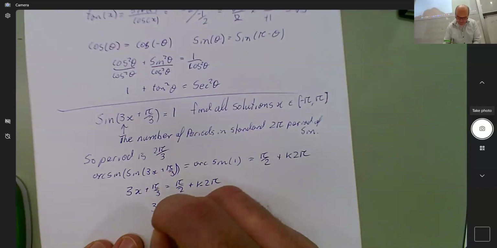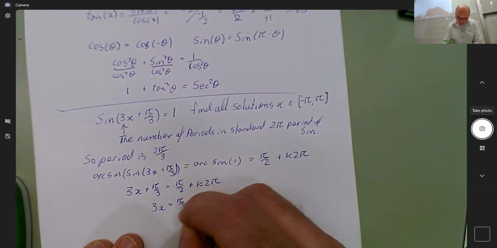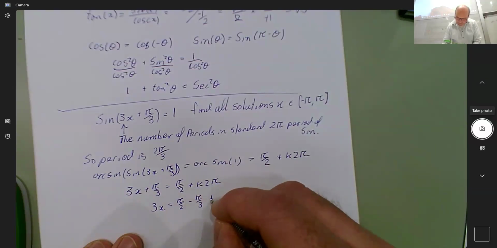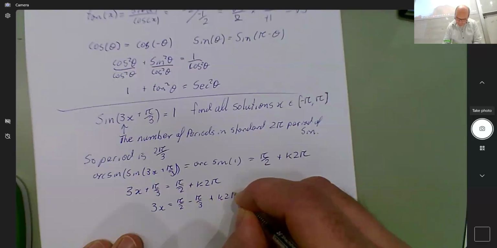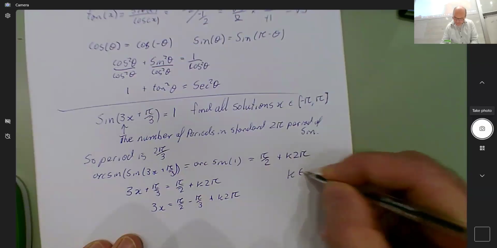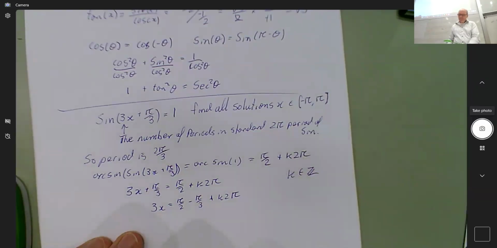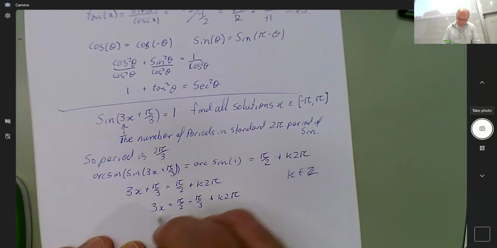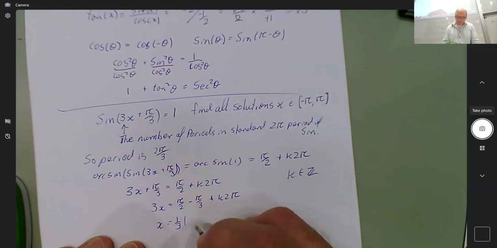All right, so my 3x is equal to pi on 2 minus pi on 3 plus k lots of 2 pi. I really should say k is in the integers. This is a way of saying that the value of k is an integer. So it's just saying it's a member of the set of integers. And so x is equal to 1/3, and so pi on 2 minus pi on 3 is pi on 6.